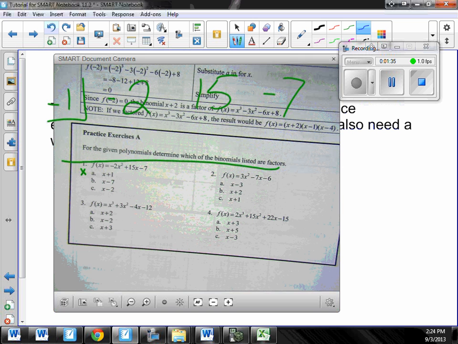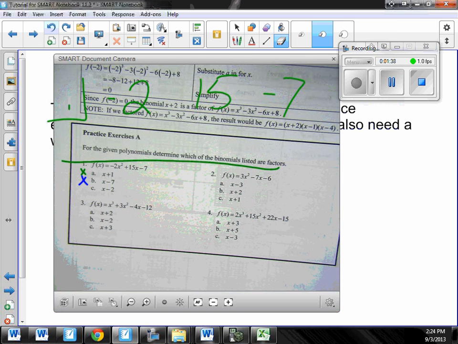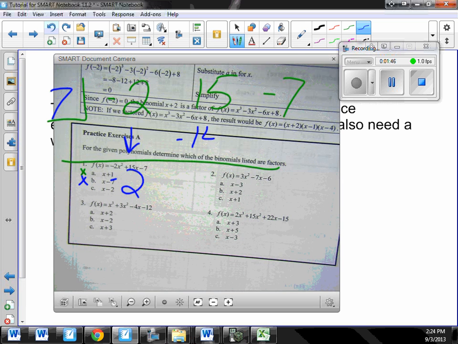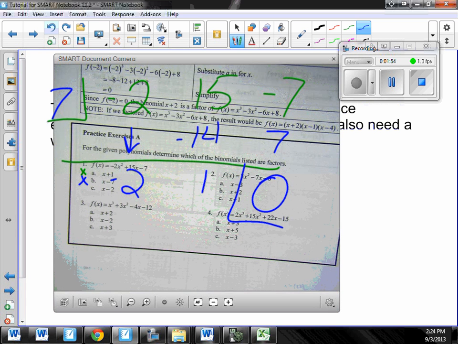So let's try 7. So I bring down the -2. 7 times -2 is -14, which gives me a 1, which gives me a 7, which gives me a 0. So is x minus 7 a factor? Yes. Now, I don't even need to do any work. I can tell that x minus 2 is not a factor.